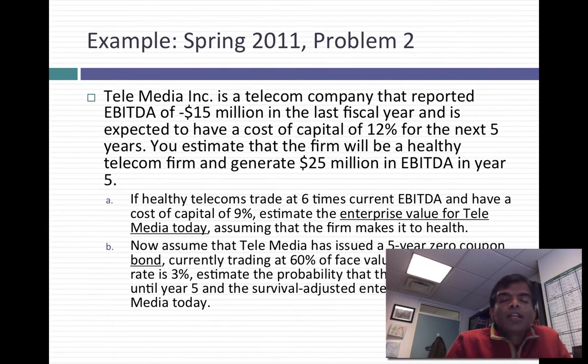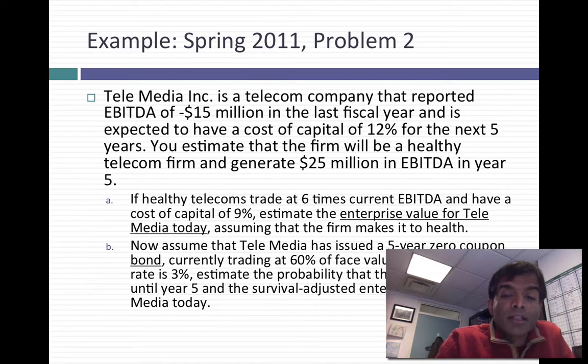Okay? So let's take the spring 2011 problem. Not a direct test of the distributional concerns, but I thought it might be a useful problem to do nevertheless. It's a telecom company that reported an EBITDA of minus 15 million. So it's a distressed company. It's expected to have a cost of capital of 12% for the next 5 years. You're saying, why do I need a cost of capital if I'm doing a relative valuation? Well, hold on. I estimate that the firm will be a healthy telecom firm and generate 25 million in EBITDA in year 5.